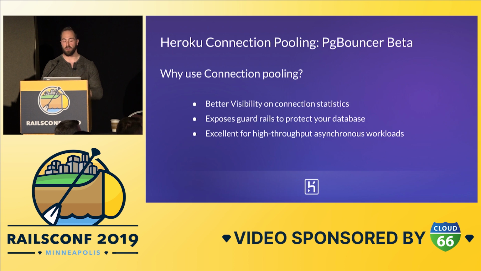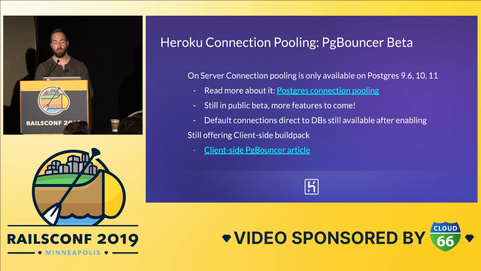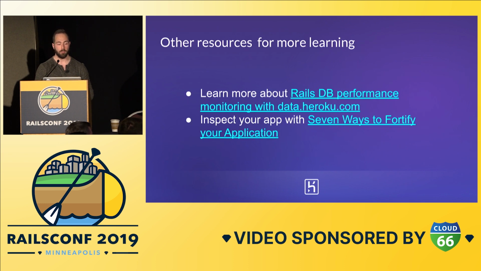You can use it to achieve better visibility on your connection statistics, adding your guardrails. And this is really great for asynchronous workloads, especially if you have a big queuing system or a data upload that you need to do. We still offer this in 9.6, 10, and 11, but we also continue to maintain the client-side PgBouncer buildpack, which you can maintain on a separate runtime or separate application server in front of your database. So please go check those out. Please read up on them. They're free. And I talked about adding guardrails and ways to fortify your applications.